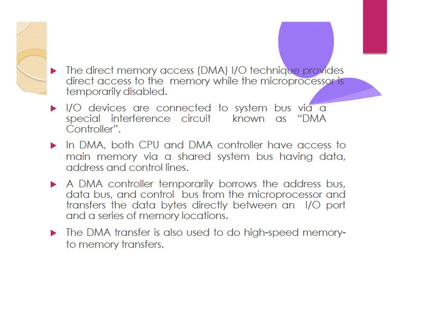In this manner, a CPU and a DMA controller have access to main memory via a shared system bus having data, address and control lines. The DMA transfer is also used for high speed memory to memory transfer.